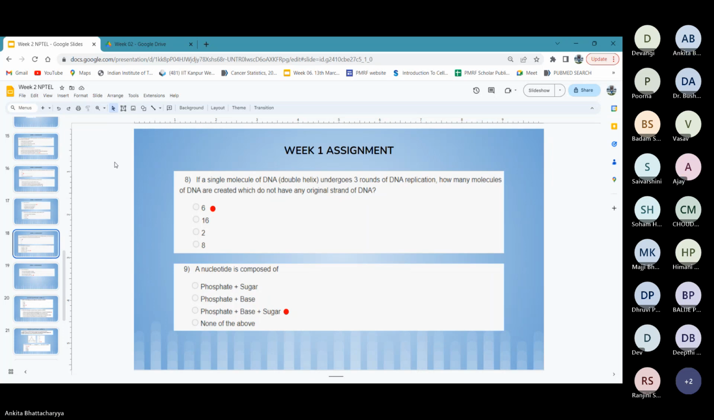Yes, madam. So, madam, simple formula is 2 raised to the power 3. You will get 8. Out of that, original strand will be 2. That is to be removed. Right. And the remaining that you get is 6. Because in question 6 also, 2 raised to the power 5, it is 32. 32 minus 2, answer was 30. That's how I calculated this.